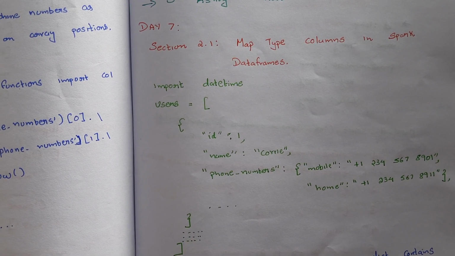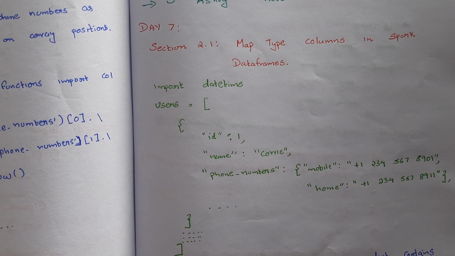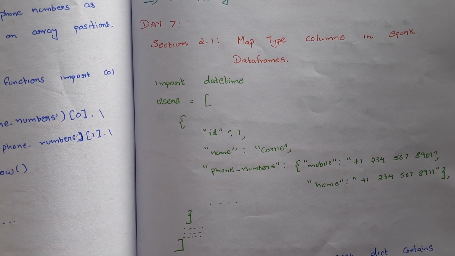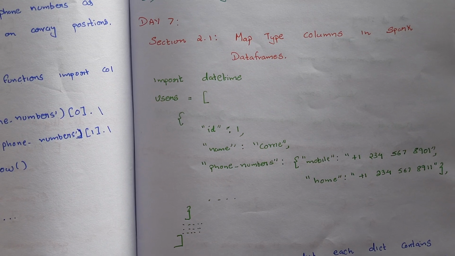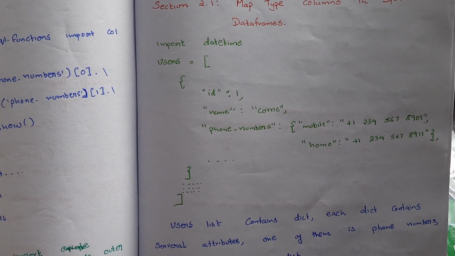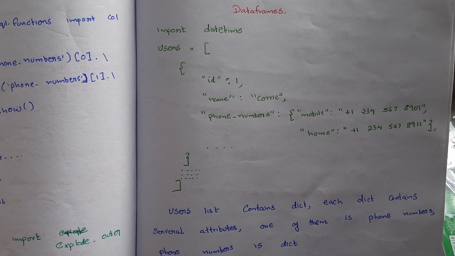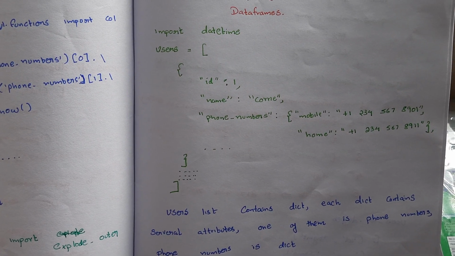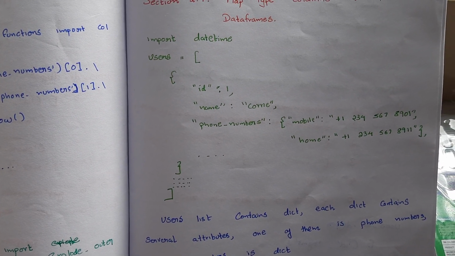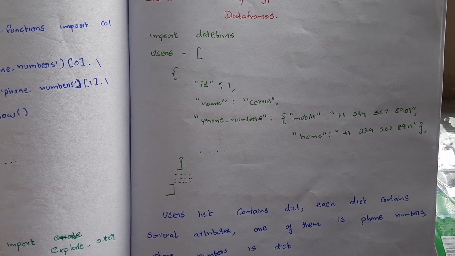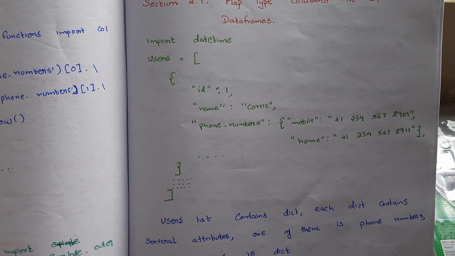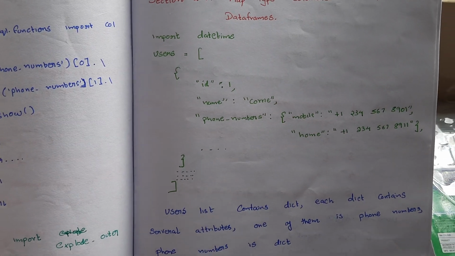First we are doing an import datetime to support date type columns in our users data. The users data is nothing but a list of dicts, which has multiple attributes. The users list contains dicts and each dict contains multiple attributes like id, name, phone number. In phone number, if you see, we have a dict which has keys mobile and home, which have corresponding values.